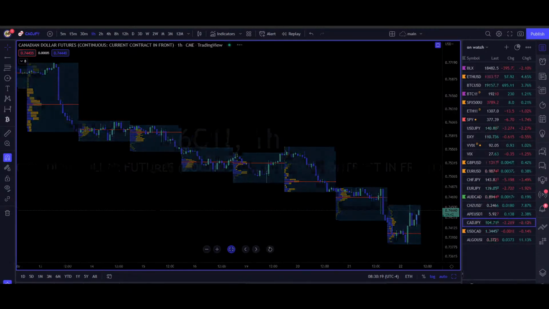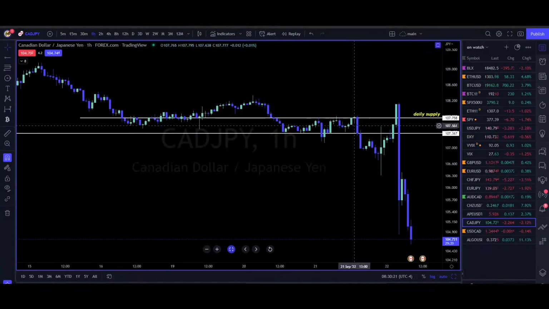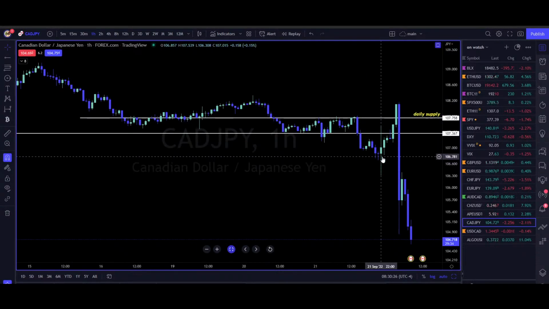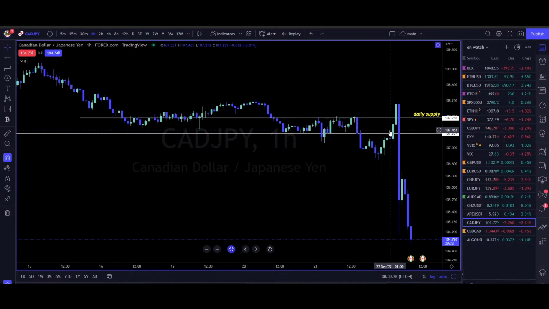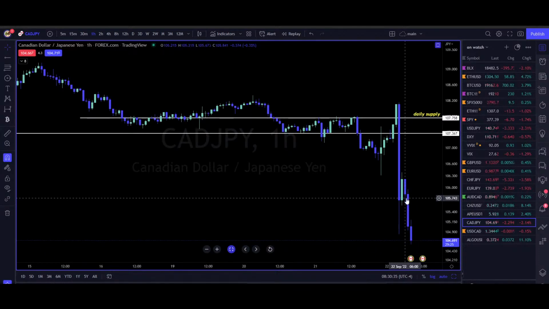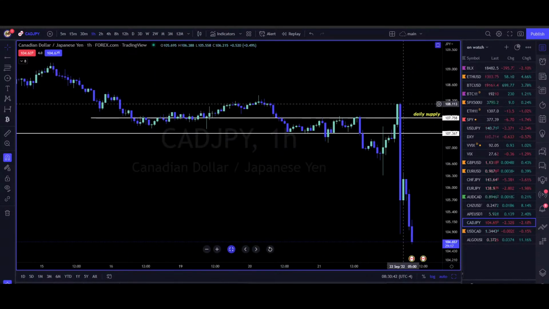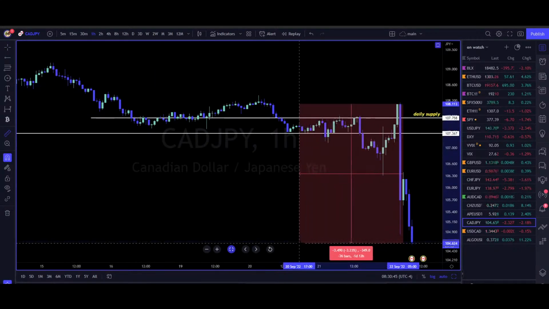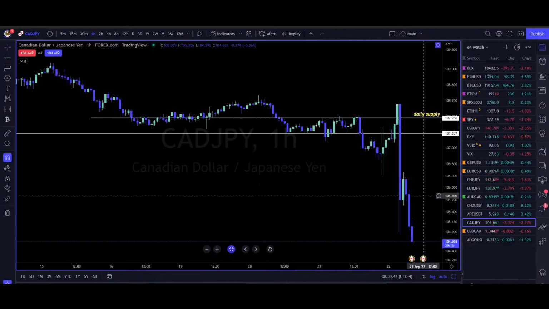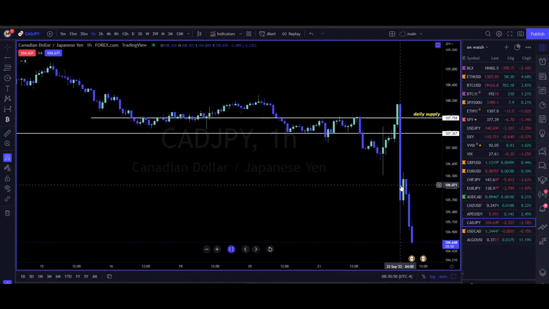Also, Canadian dollar, Japanese yen. This was a short I took yesterday on this asset. It was playing out beautifully. And then yesterday during the FOMC, it traded right back up and stopped me out of my short trade. Man, that sucks because that's a big move. You're looking at 3.2% to the downside. That is an astronomical move in Forex.